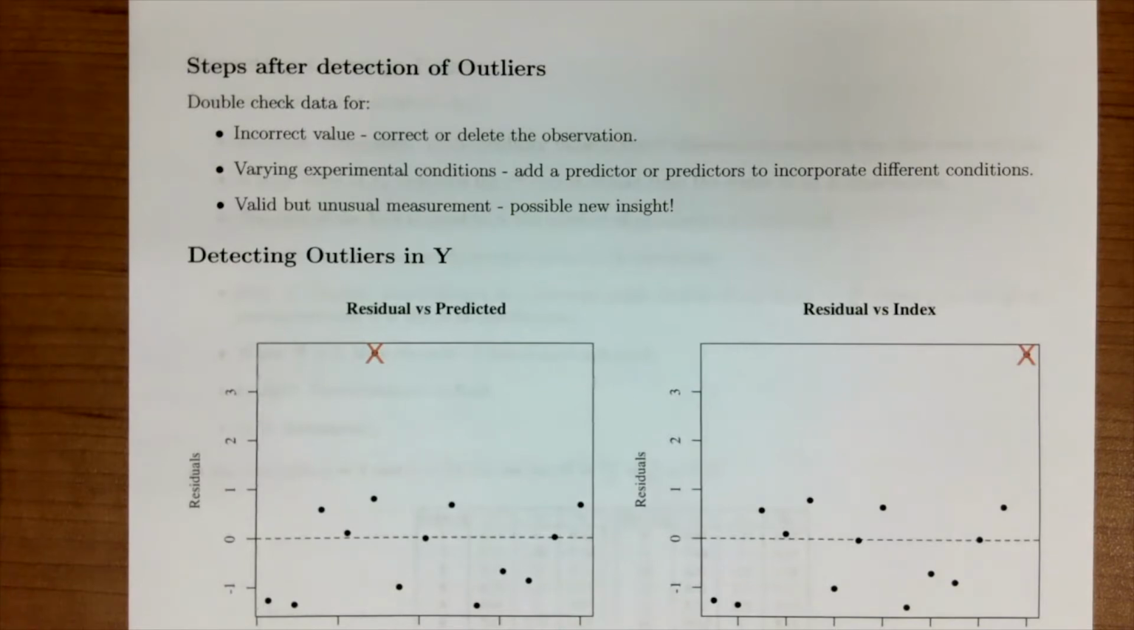If the value isn't correct, maybe this is a suggestion that you need to vary your experimental conditions, add a predictor or other predictors so that you are able to explore the regressor space a little bit more and be able to understand it. Now, if your data point is valid, but it's an unusual measurement, this is possibly a new insight. A lot of the time, a lot of new research is based on one or two outliers because they're providing us with probably the most important and most insightful information. So don't just delete your observations.